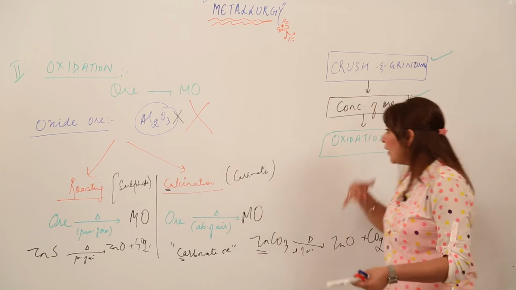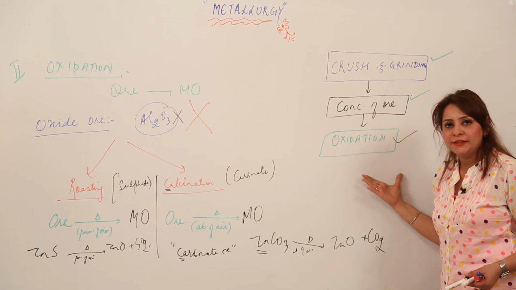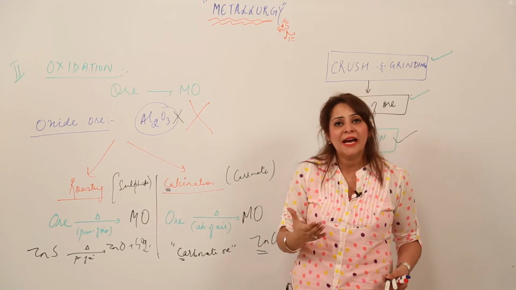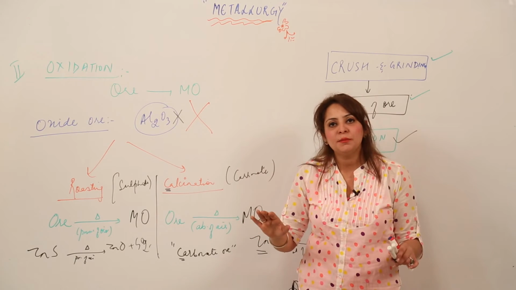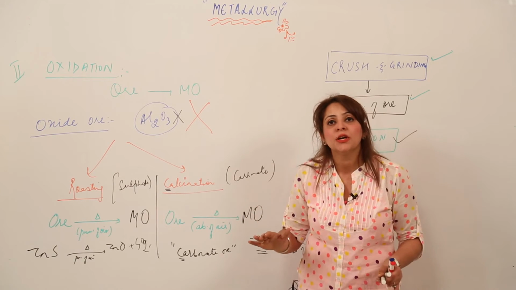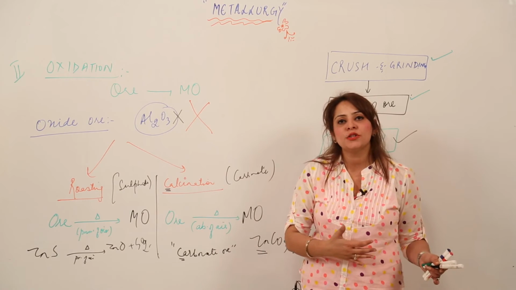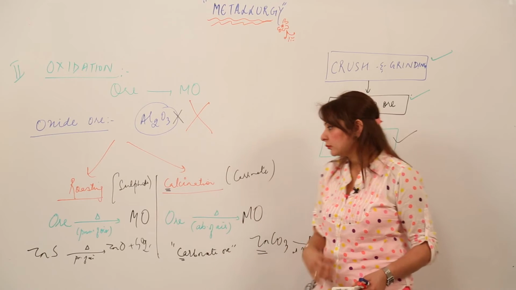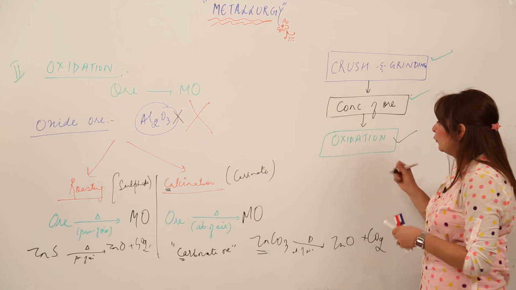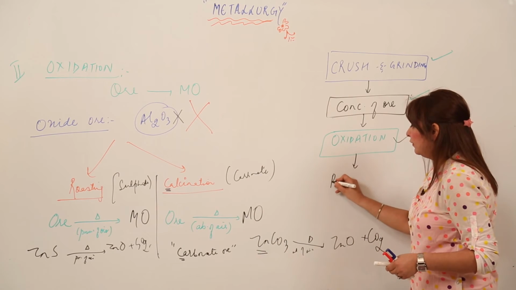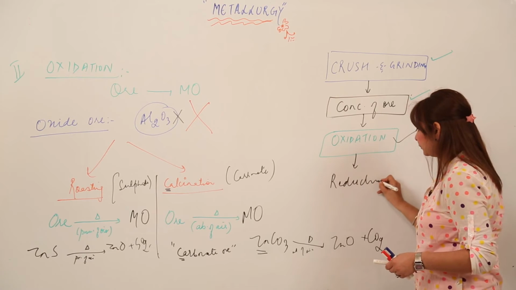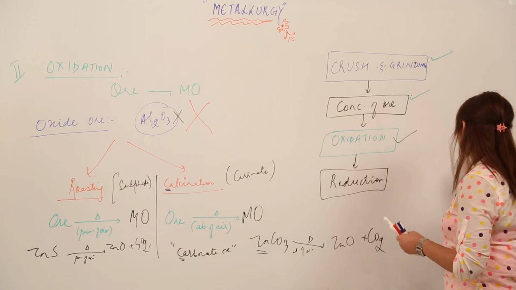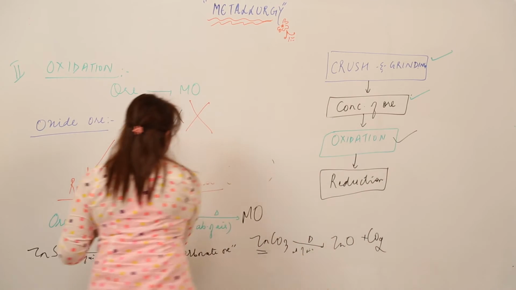You know that. After doing this, what we do is oxidation, right? And what are the methods employed for it? Obviously, if it is an oxide ore, the method is not required. That means the oxidation step is just skipped. Otherwise, for sulfide ores, it is roasting, and for carbonate ores, it is calcination. Now, the next step we'll be taking up will be reduction. So this is actually the third step of the metallurgy.